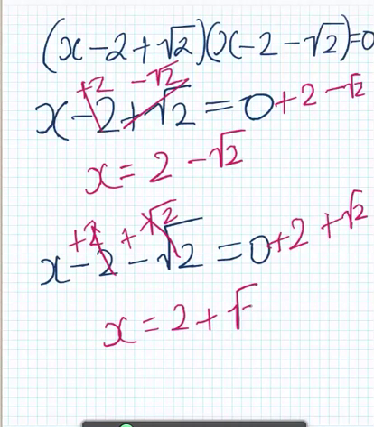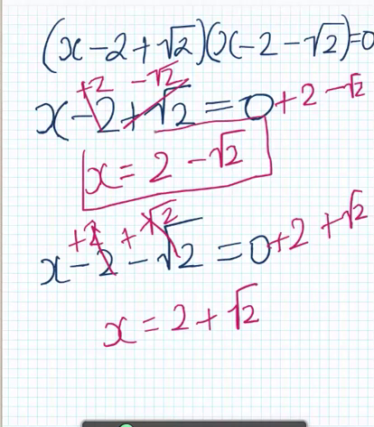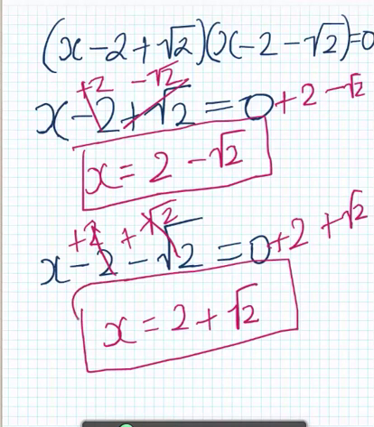Now, if the question didn't ask you to find an approximate answer, you can stop here. This is what we call an exact solution, or an exact answer. Because we have a surd, and surds like the square root of 2 are irrational, the decimals go on forever and never end and have no pattern. So if we were to put this in the calculator, it will give us an approximate answer.